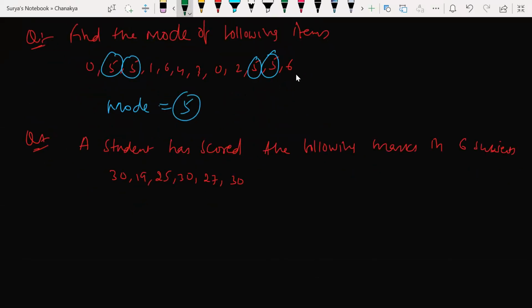So what is the modal score? Find his modal score. How can you find out? Maximum number of times, the most repeated one. Very simple. So modal score is equal to 30. Hope it is clear.